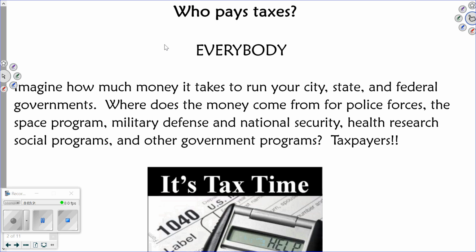All right, so guys, talking about taxes, everybody hates paying taxes. It's awful, but you have to do it, because what are taxes used for? Right, you're absolutely right. Think about it, guys: when you're running the city, the state, the federal government, your police force, your firefighters, the space program, military, national security, health research, social programs, other government programs, all of that's run on taxpayer dollars. So everything that helps keep us safe, helps keep our country what it is, is all based on money that they get from paying taxes. So it's a necessary thing.